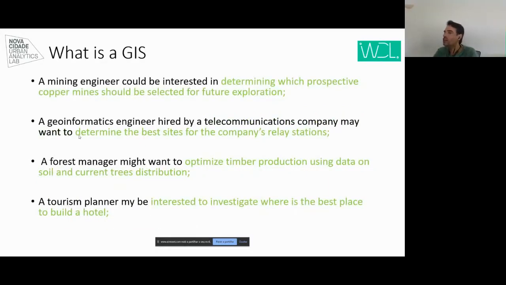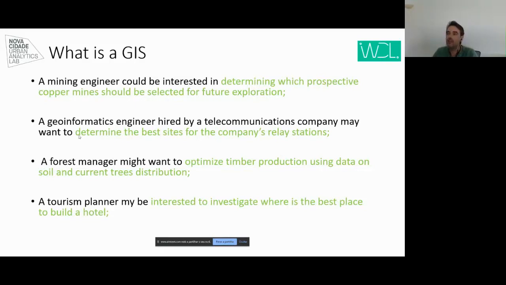Other things, a mining engineer could be interested in determining which prospective copper mines should be selected for future exploration. A geoinformatics engineer hired by a telecommunications company may want to determine the best sites for the company's relay stations. Or a forest manager might want to optimize timber production using data on soil and current trees distribution. And also, a tourism planner may be interested to investigate where is the best place to build a hotel.